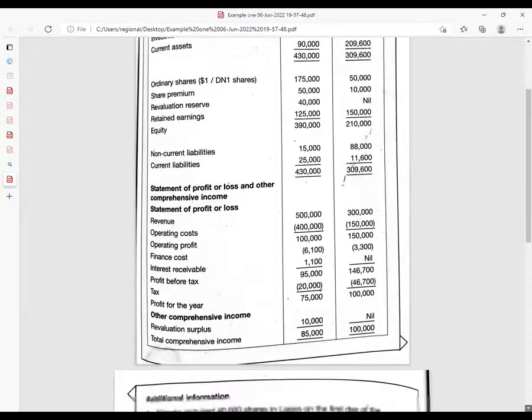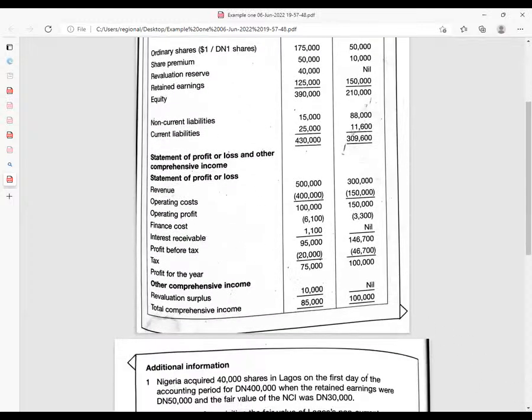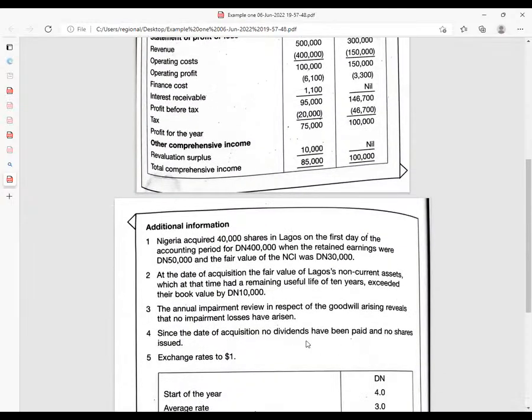Now, listen to me very well. They have given me everything there. Then we are told additional information that Nigeria acquired 40,000 shares in Lagos on the first day of the accounting period for DN 400,000 when the retained earnings were DN 50,000 and the fair value of the NCI was DN 30,000. At the date of acquisition, the fair value of Lagos non-current assets, which at that time had a remaining useful life of 10 years, exceeded their book value by DN 10,000.